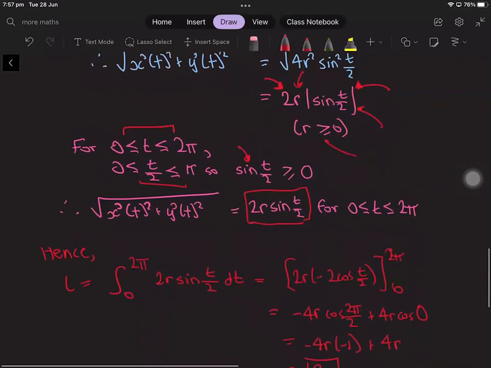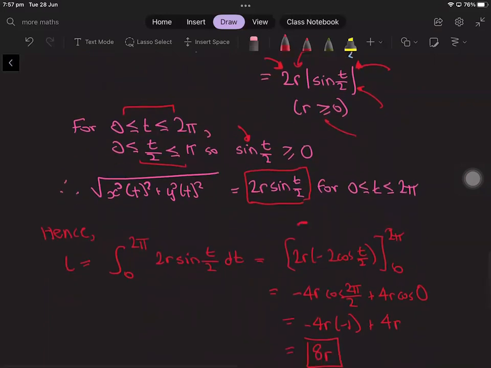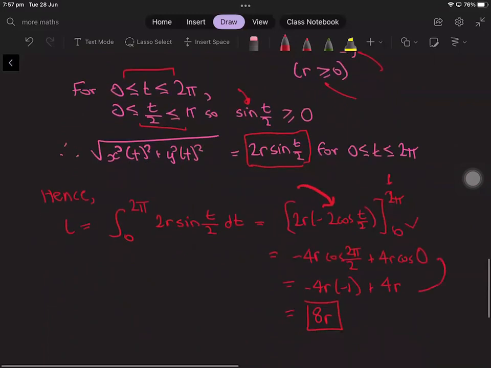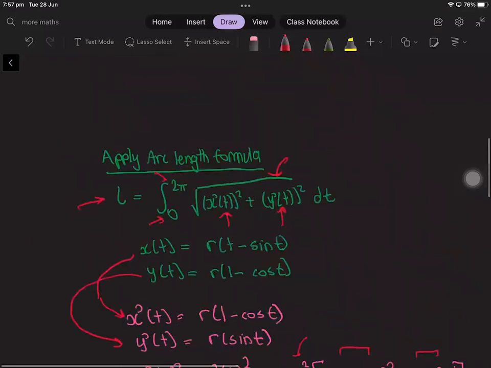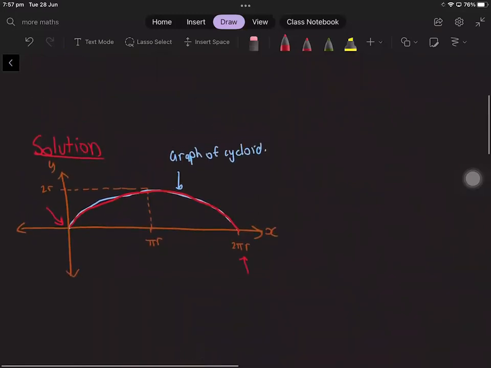So the integral becomes the integral of 2r sin (t/2) dt from 0 to 2π. And taking the integral, we have 2r times negative cos (t/2), evaluated from 0 to 2π. And now we can substitute 2π and 0 in for t, and eventually we will get 8r as our answer. So this is the arc length of the cycloid.